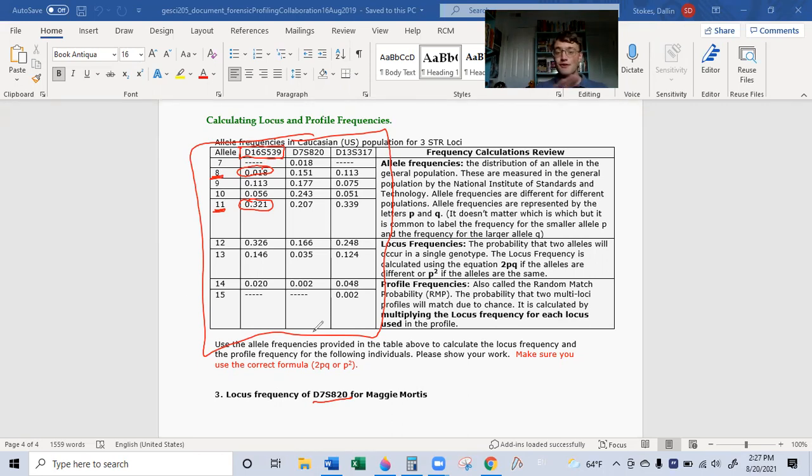You will never, ever have to calculate an allele frequency. They will always be provided for you in a table, just like this, and they're going to be given as decimal numbers like this. So that's an allele frequency: what are the odds that if I grab a random person on the street, he will have this particular allele in his combo at that location.